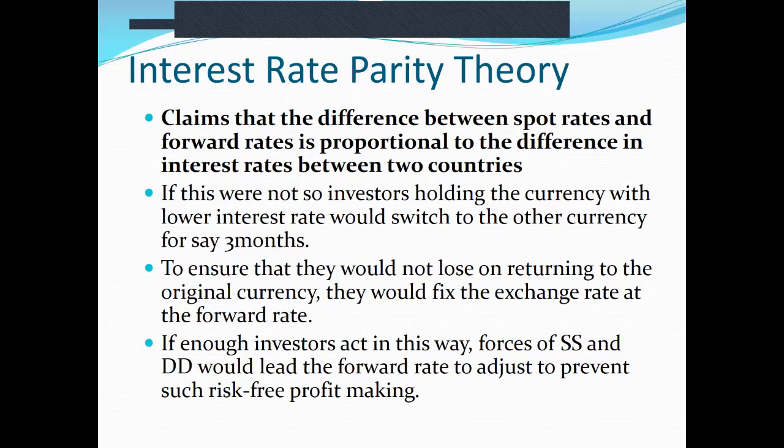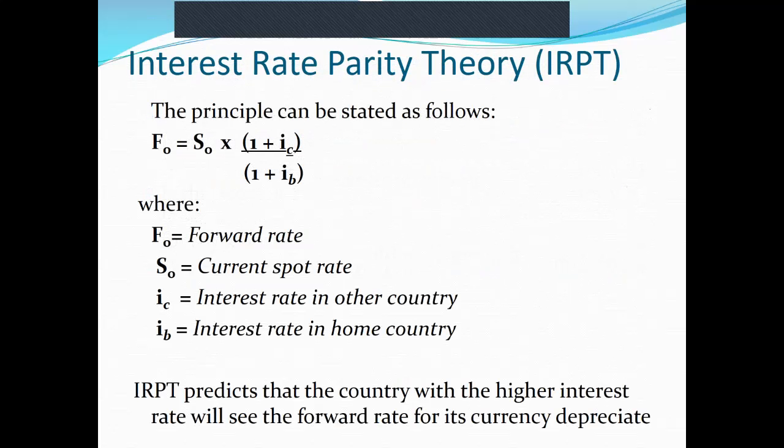Okay, so that's the interest rate parity theory. Generally, the interest parity theory says that the forward rate will be equal to the current spot rate times 1 plus the interest rate, where I is the interest rate in the price currency, over 1 plus the interest rate in the base currency. That is the interest parity theory.